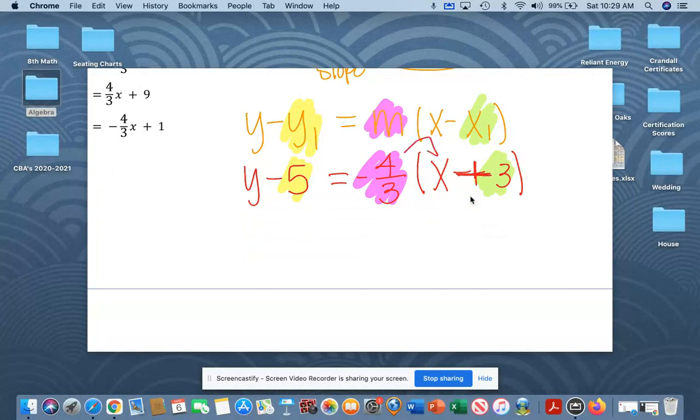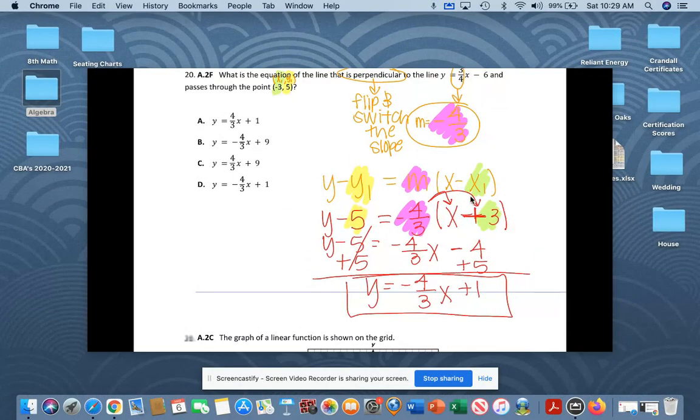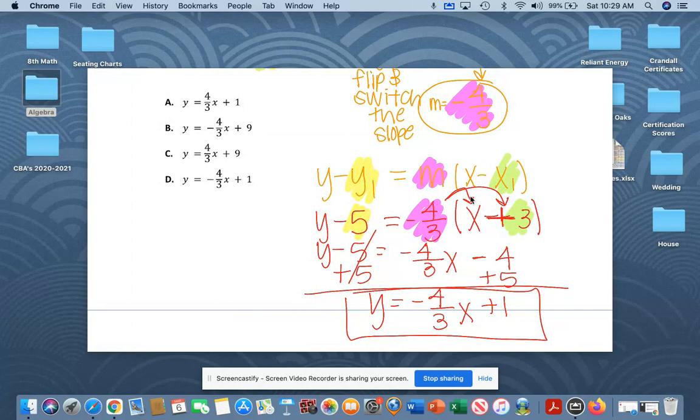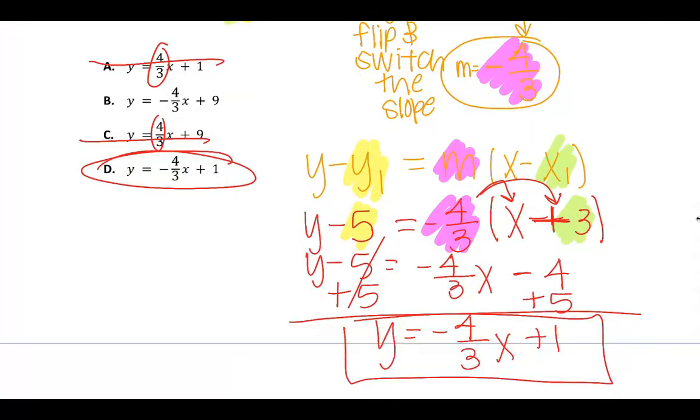Now I'm going to solve for y. So I'm going to distribute this out. y minus 5 equals negative 4/3 x, and then it's going to end up being minus 4. Add 5 to both sides. And I'm left with y equals negative 4/3 x plus 1. So I need negative 4/3, so these are all out because those are positive, right? And I need it to be plus 1.